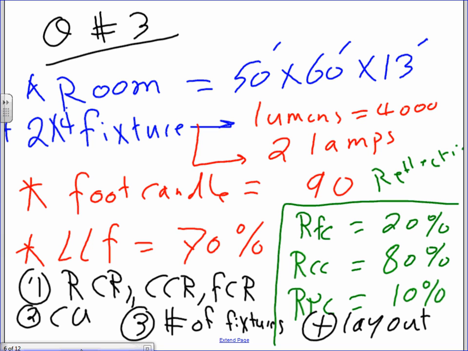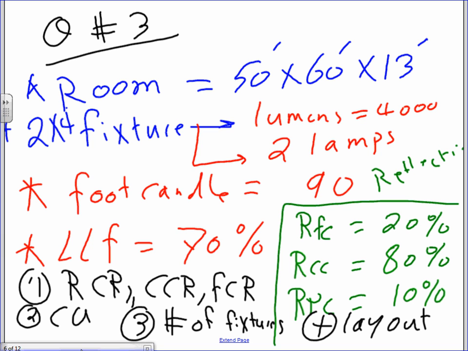And I'm going to pick on Karen. We hired Karen to do the lighting layout. She picked 2x4 fluorescent, the most common type of fixture. The lumens of each one of these is 400. Each one of them has a 2-lamp, small number of lamps. The foot candle required is 90.